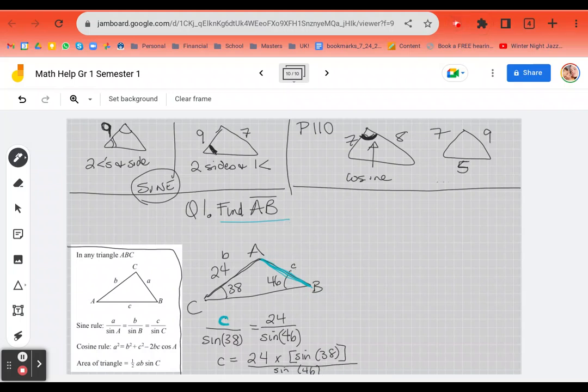Okay, so I type this into my calculator. Remember, I want all of this in one big bracket here. So I have bracket 24 times sine 38, close bracket, divided by sine of 46. If you type that all in there, you get 20.5, and that's a length. So if this is centimeters, then this is centimeters. Happy face.